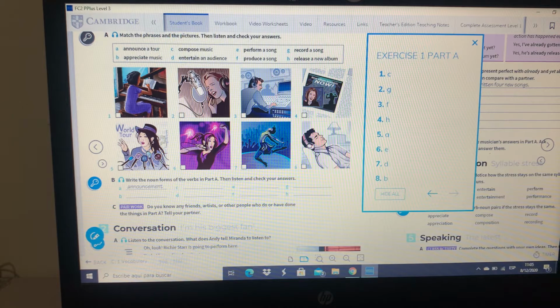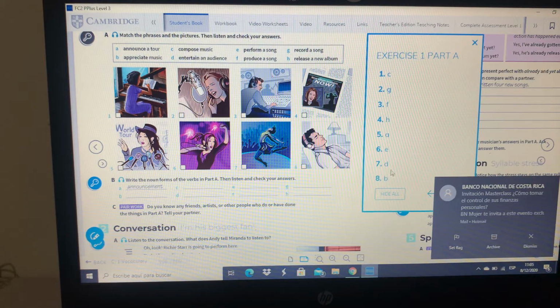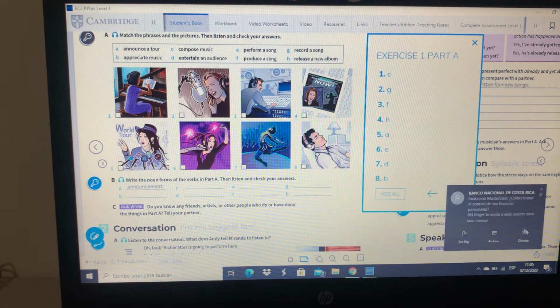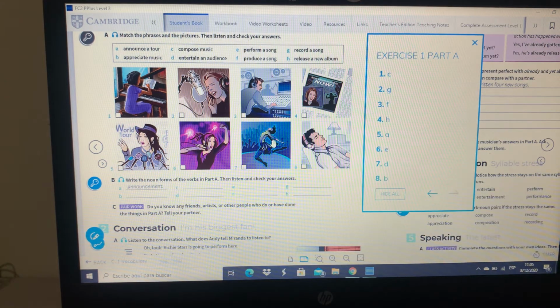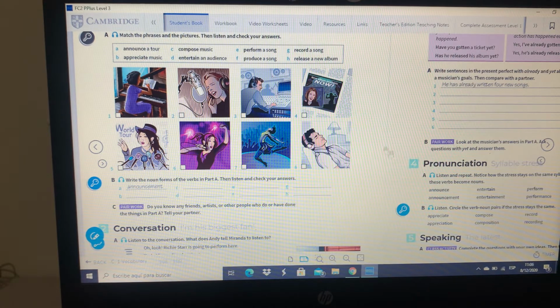Number 6, option E, perform. In this scenario, she is singing. 7 is D. That is entertain the audience. So they do movements, they dance, they do other activities in this scenario. Number 8 is B. That is appreciate music, when you listen to music and you express, as I told you, that you like the music.